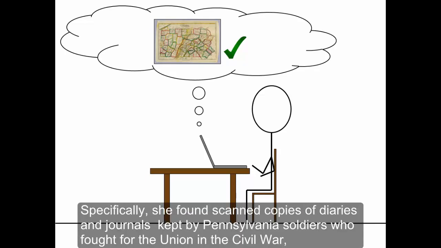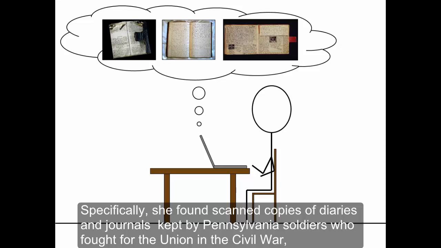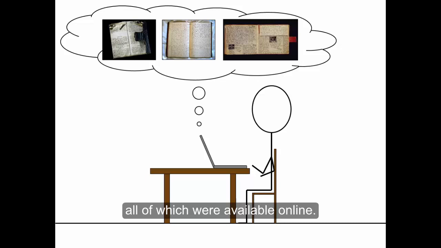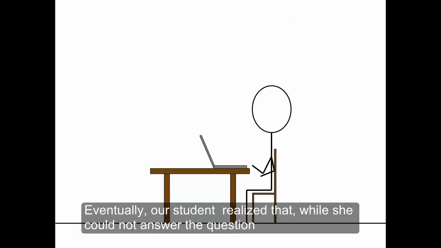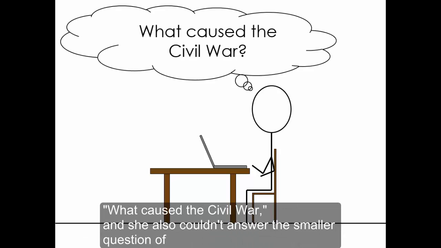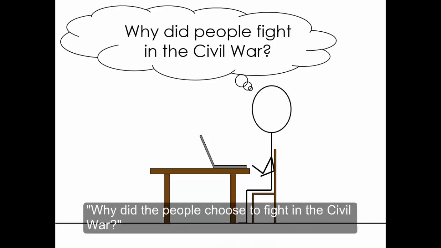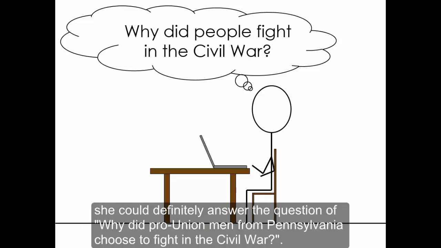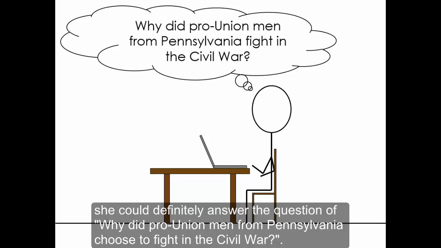She discovered that, while she could not find any sources that explained why Confederate soldiers chose to fight in the American Civil War, she did find sources from soldiers who fought for the Union. Specifically, she found scanned copies of diaries and journals kept by Pennsylvania soldiers who fought for the Union in the Civil War, all of which were available online. Eventually, our student realized that while she could not answer the question, what caused the Civil War, and she also couldn't answer the smaller question of why did people choose to fight in the Civil War, she could definitely answer the question of why did pro-Union men from Pennsylvania choose to fight in the Civil War.